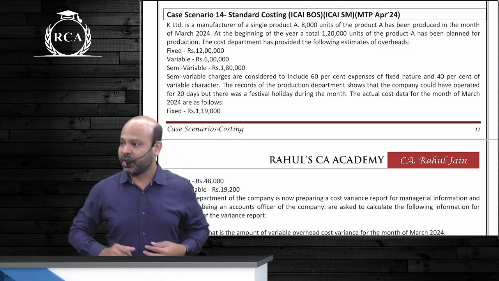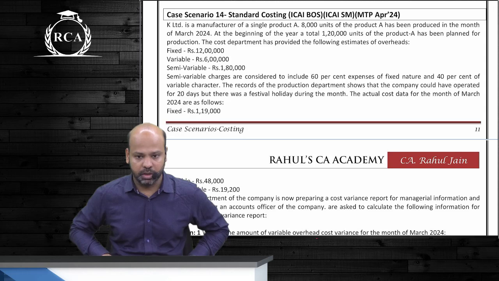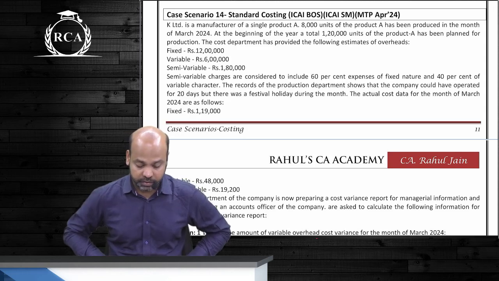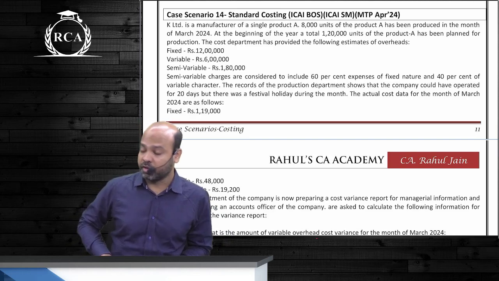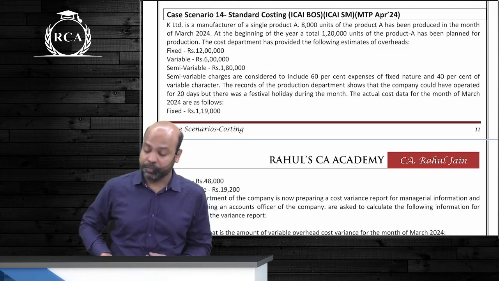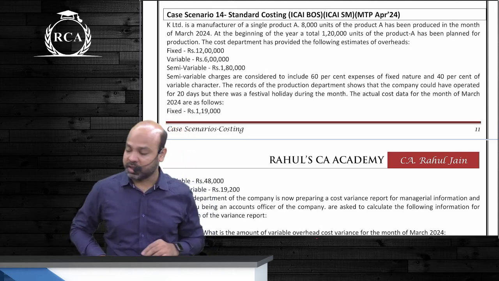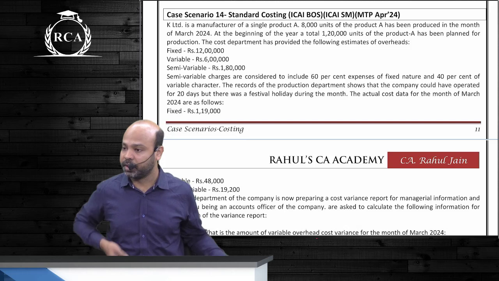Yes or no, kids? If 1,20,000 units is per annum, what will be the number of budgeted units per month? 10,000 units. The cost department has provided the following estimates of overheads. We have fixed overheads 12 lakh rupees, variable 6 lakh, semi-variable 1,80,000. Semi-variable charges are considered to include 60% of fixed expenses and 40% of variable.